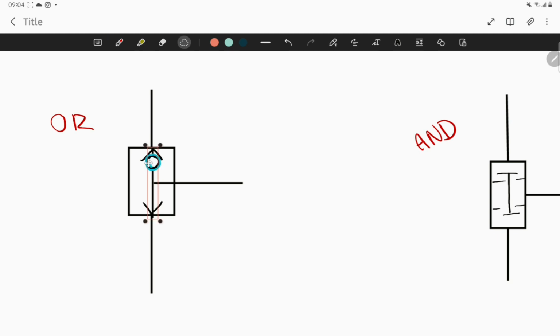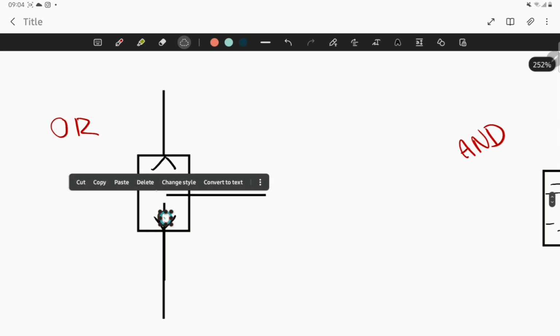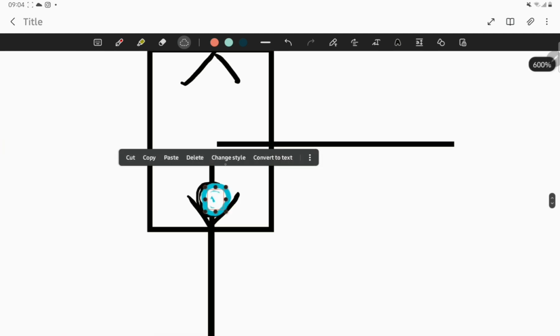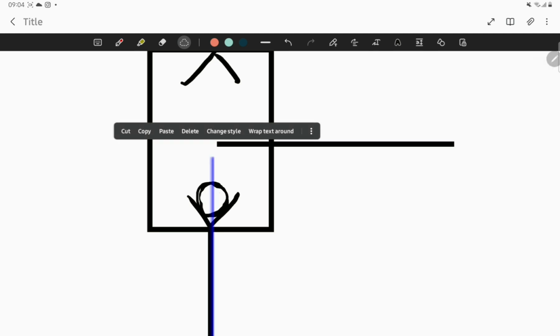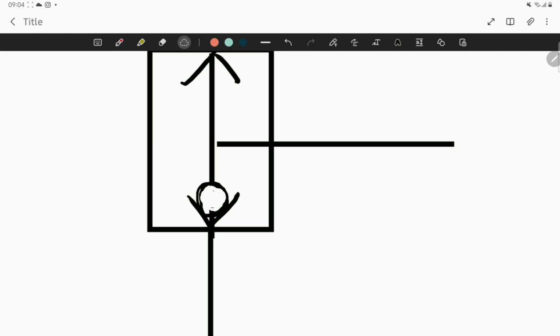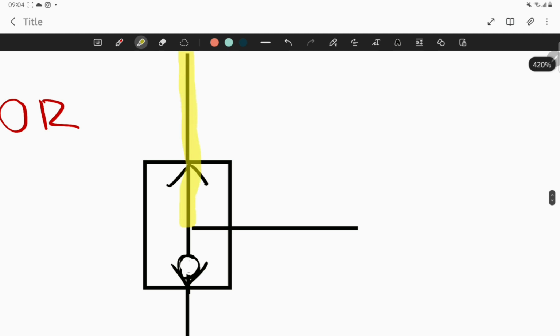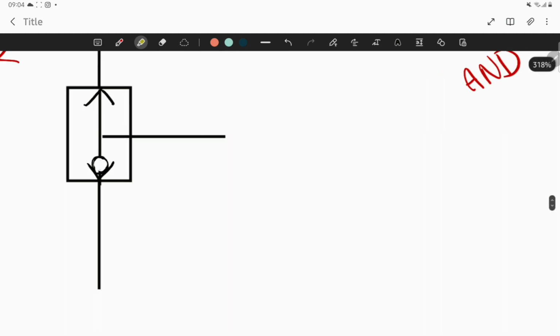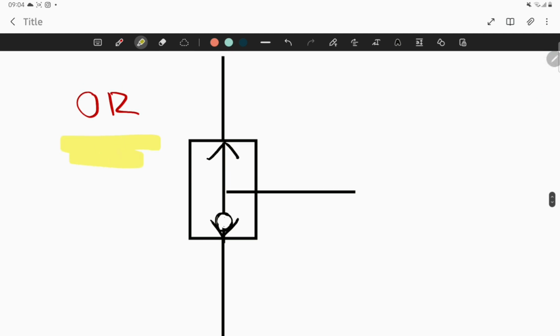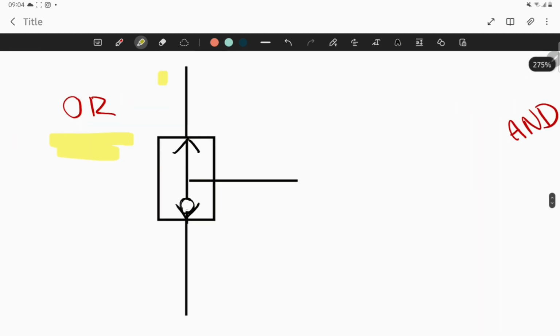I'm sorry for my drawing problems. But if it is like this, the same thing will happen. So if you receive pressure from here, it also can activate the outlet. And that's basically it. So it's OR, because if you have pressure here or here, you have pressure on the outlet.